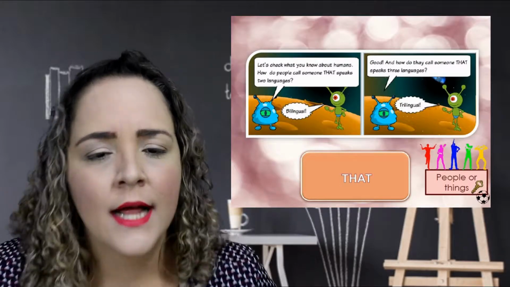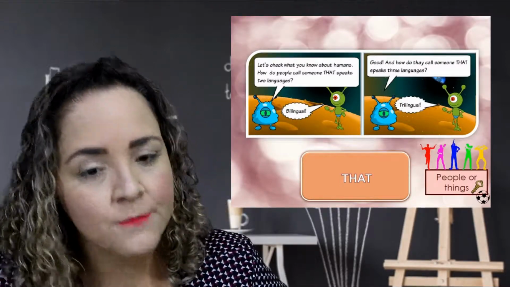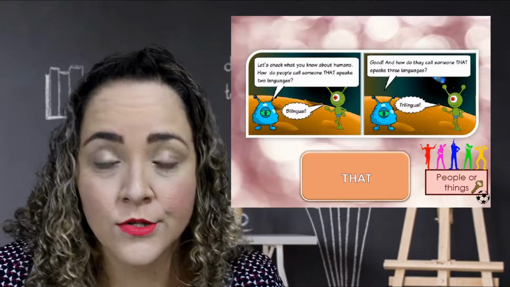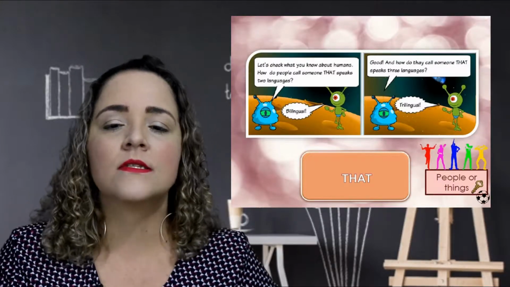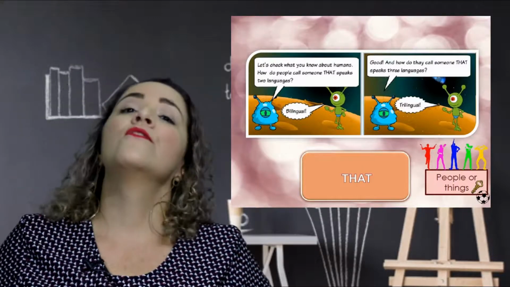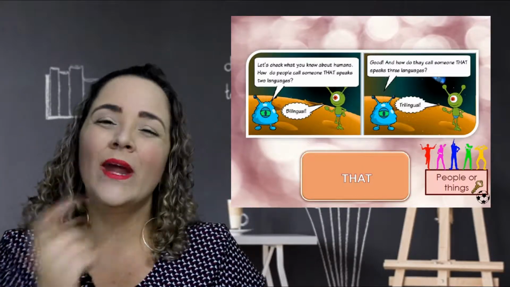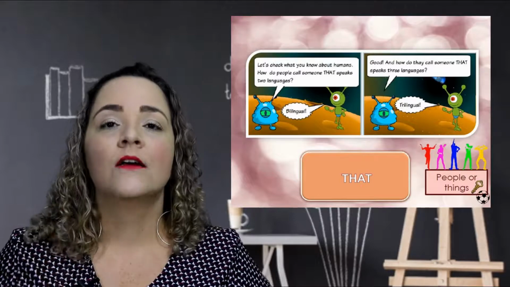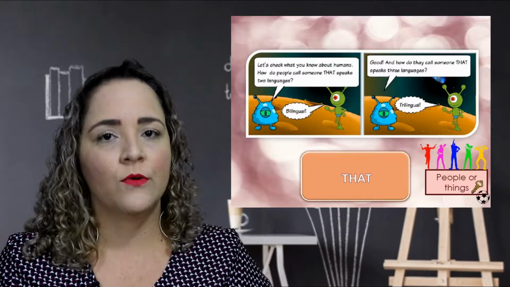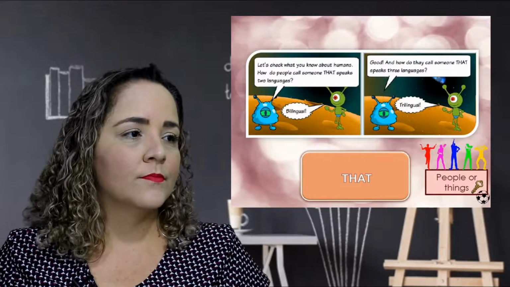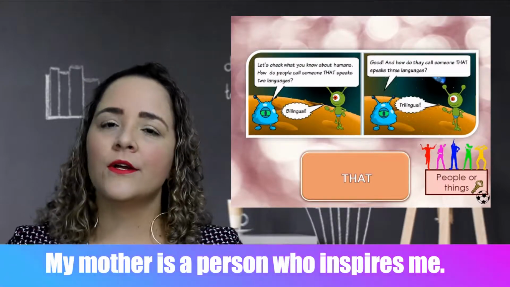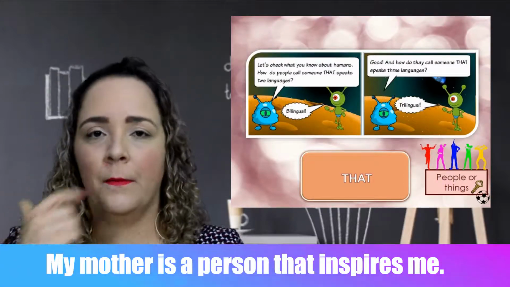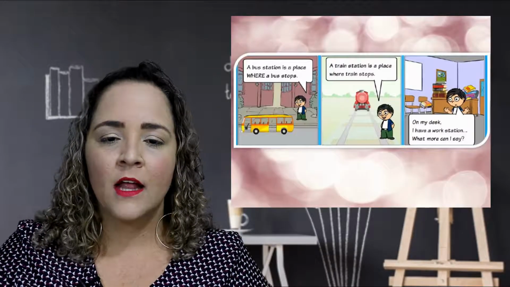Look at this joke. Let's check what you know about humans. How do people call someone that speaks 2 languages? And he answers, good. And how do we call someone that speaks 3 languages? So look here, we learned that we use who for people, but we also use that for people and things. Okay? For example, my mother is a person who inspires me. Or, my mother is a person that inspires me. We can use both. Okay? Look at the next slide.